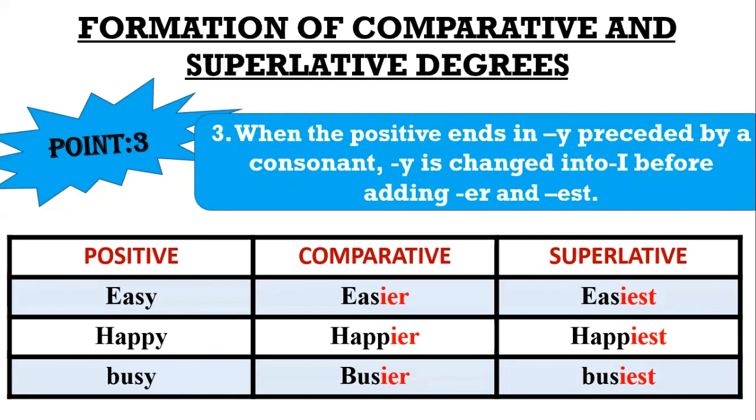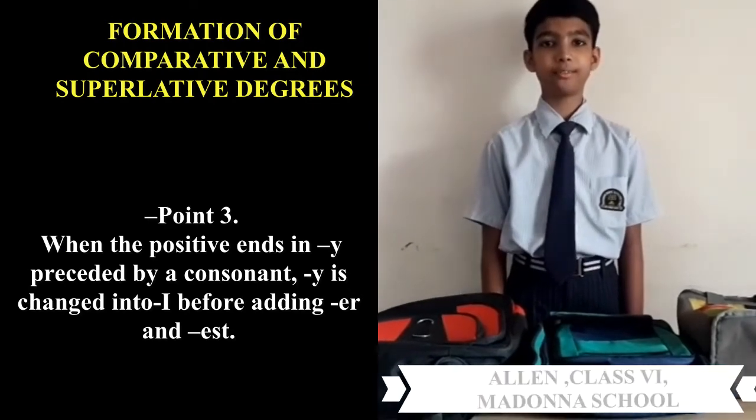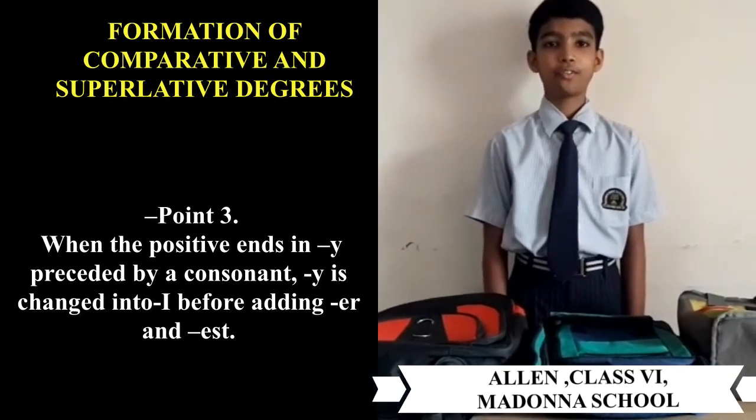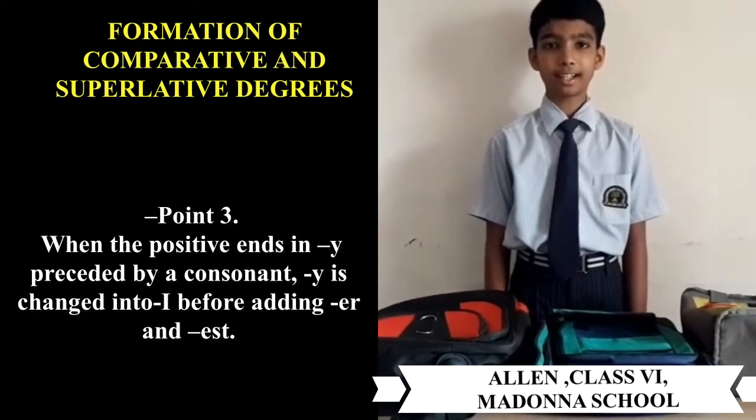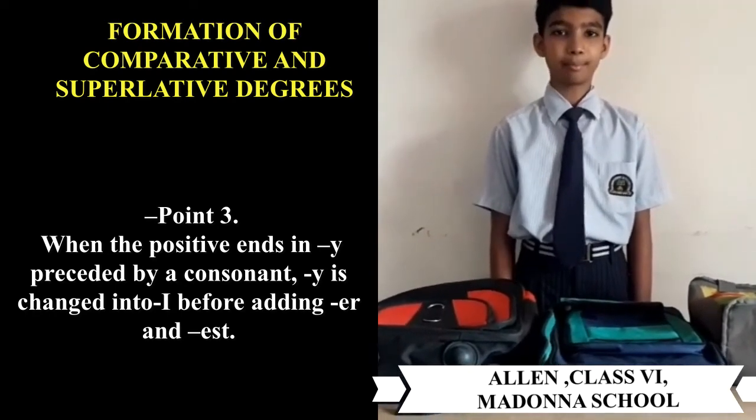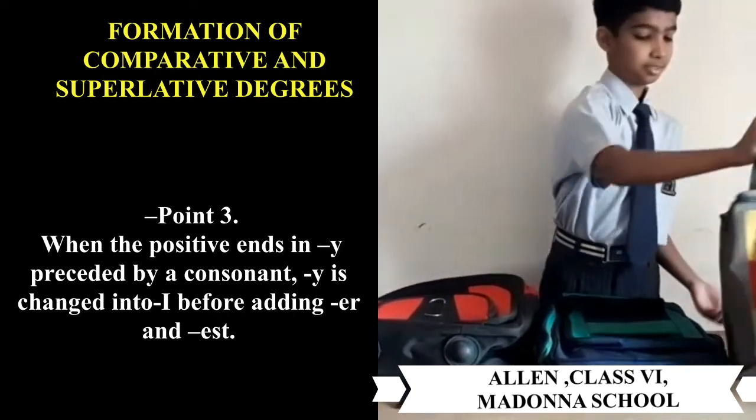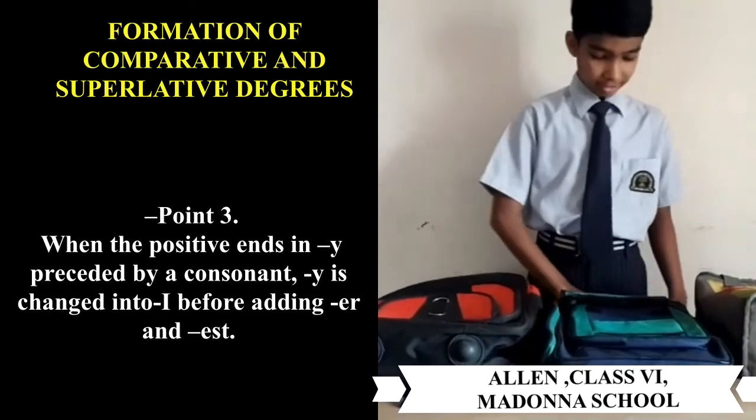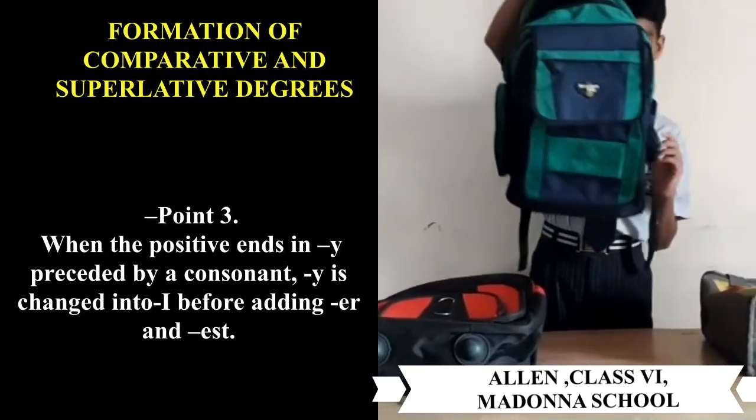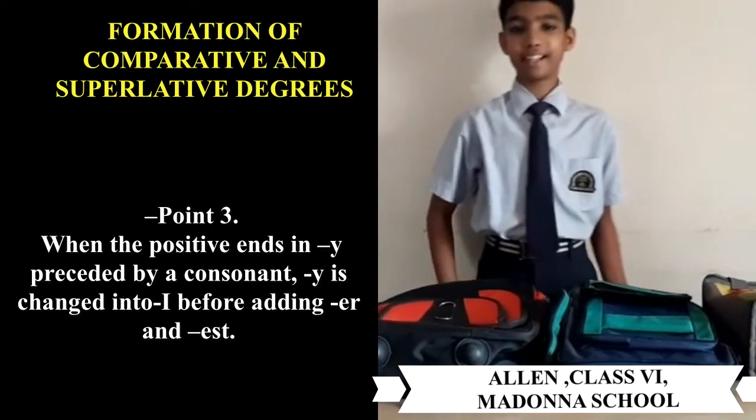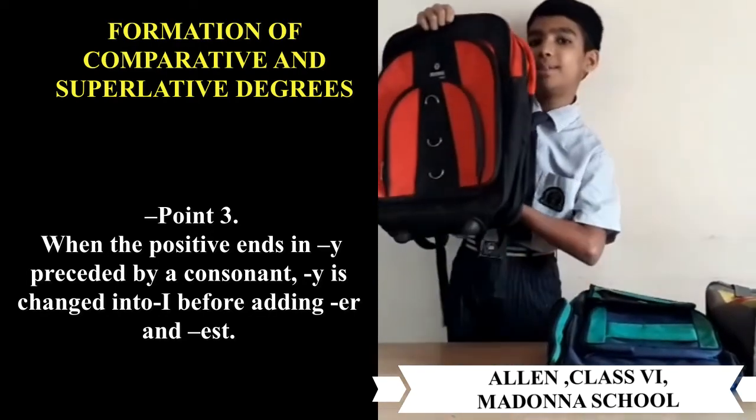So we learned 3 points, right? Now let's hear it from Alan. Let's see whether he's able to use these words in a sentence. Okay, let's listen to what Alan says. When the positive ends in Y, preceded by a consonant, Y is changed into I before adding ER and EST. For example, positive degree, this bag is heavy. Comparative degree, this bag is heavier than that one. Superlative degree, this bag is the heaviest among the three.